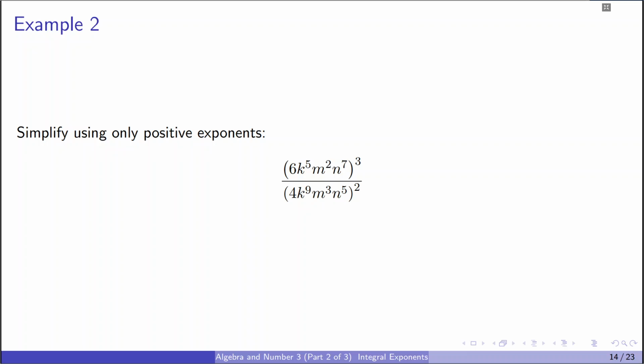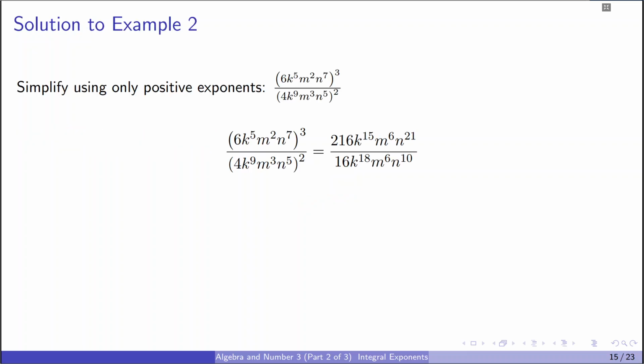So here we'll simplify this using only positive exponents. We start by multiplying our exponents through, and then we start subtracting. So this is 6 cubed is 216. 3 times 5 is 15. For m, 3 times 2 is 6. For n, 3 times 7 is 21. Similarly, the denominator, we square 4. 9 times 2 is 18. M, which is 3 times 2 is 6. And 5 times 2 is 10.